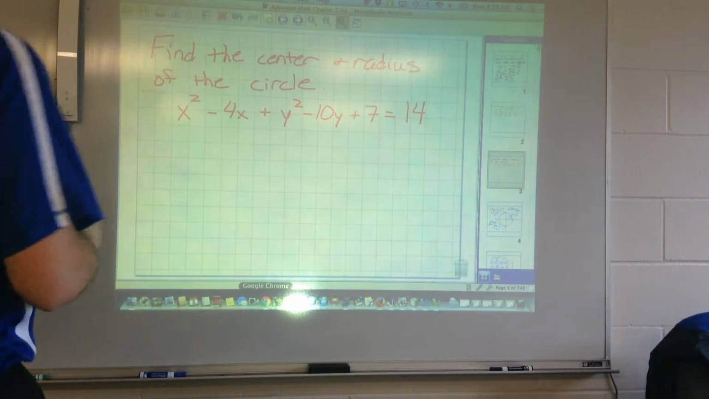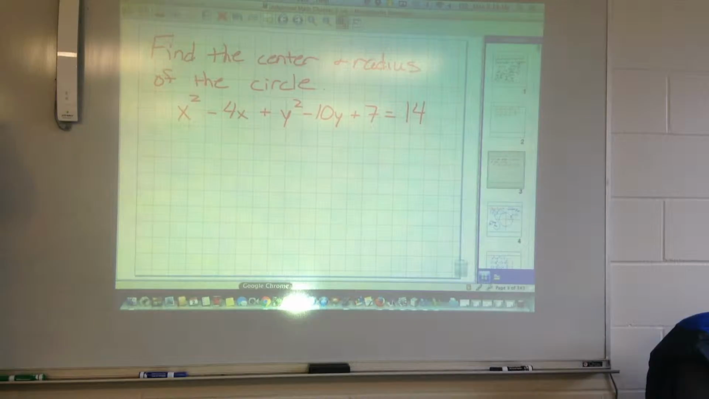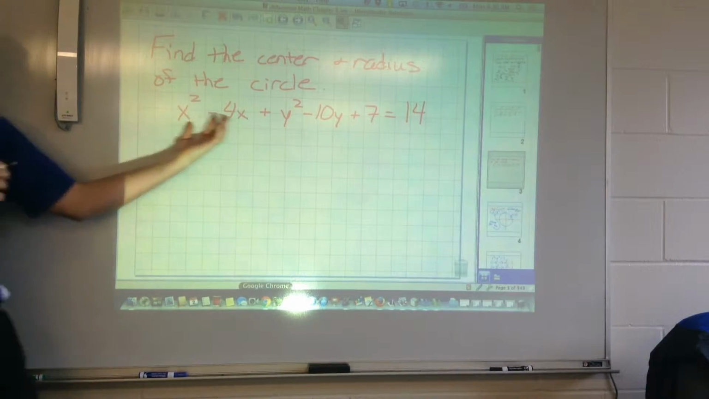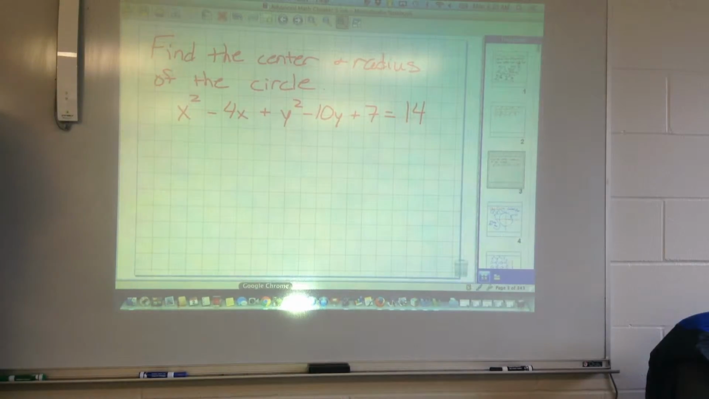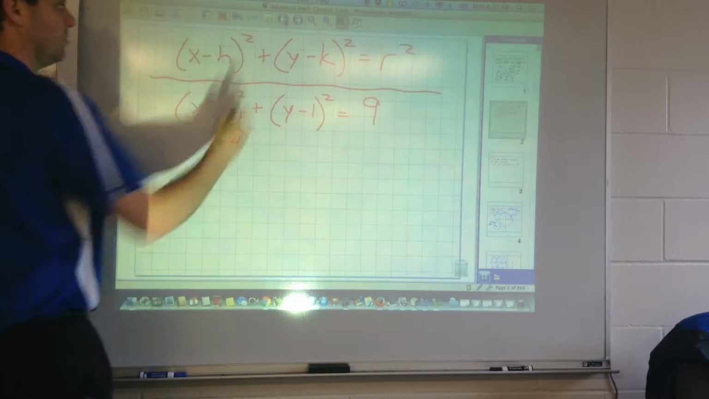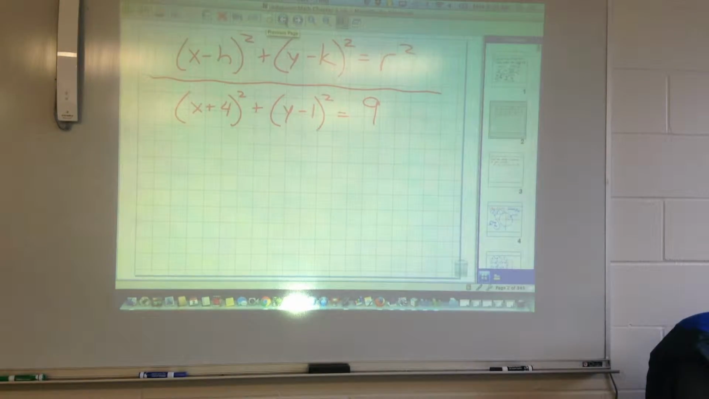Okay, so this type of problem right here: find the center and radius of the circle. When I give you this form of a circle, it's pretty tough to tell where the center is and where the radius is, right? You're used to this. If you see this, you know right where the center is and what the radius is.